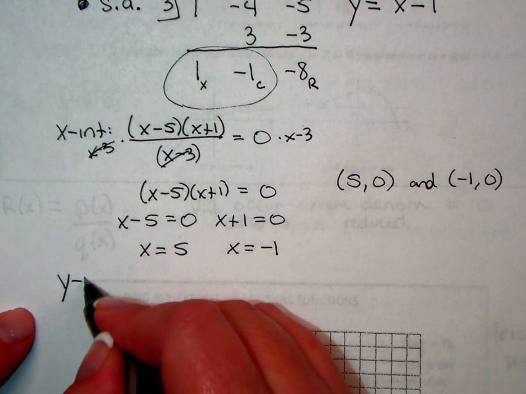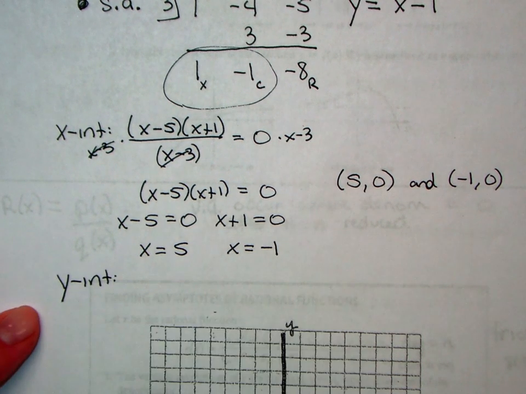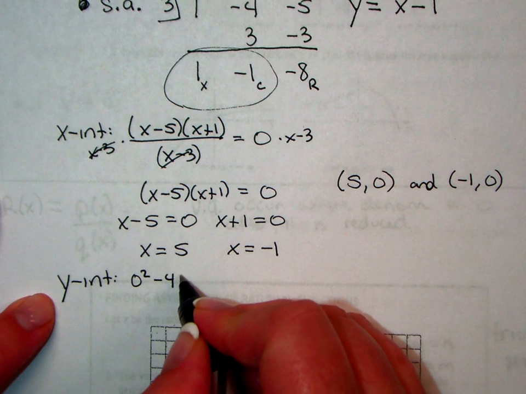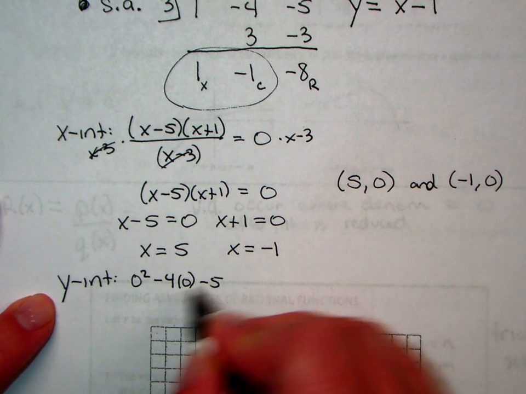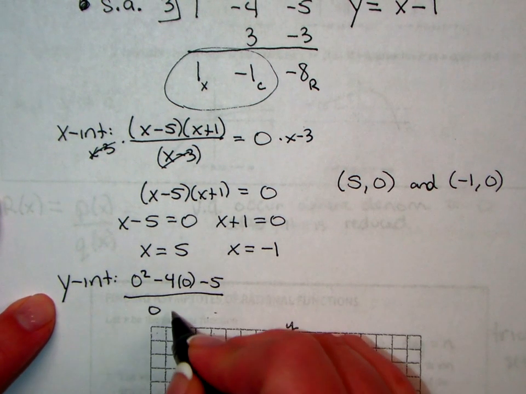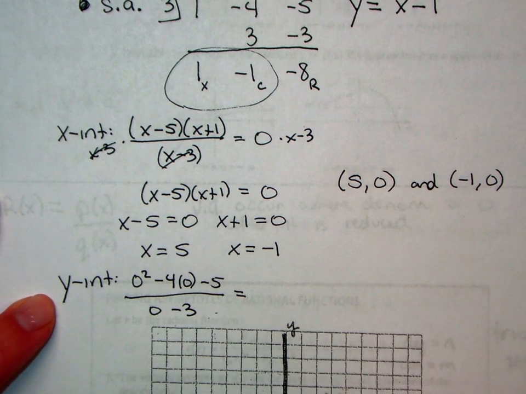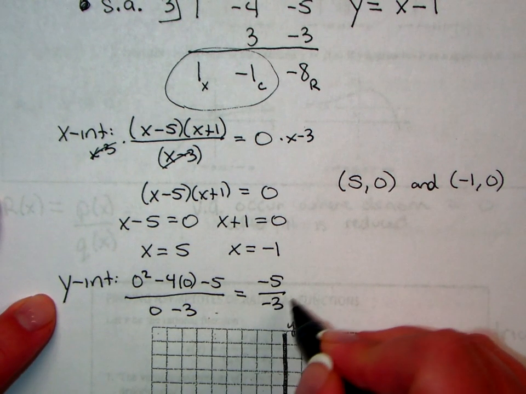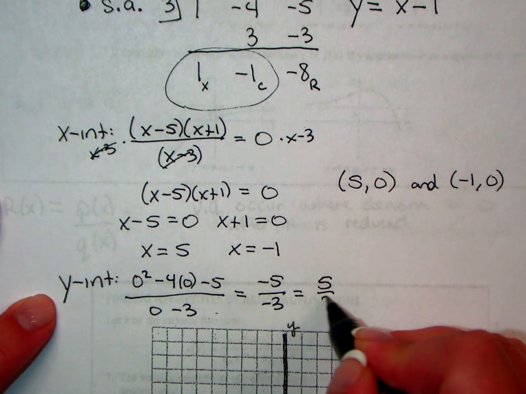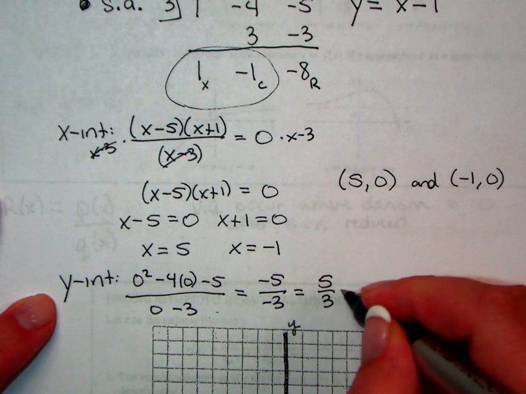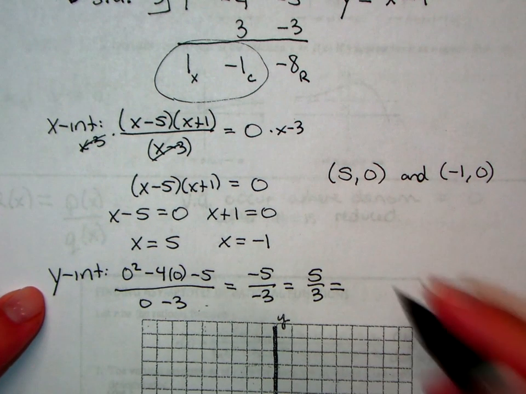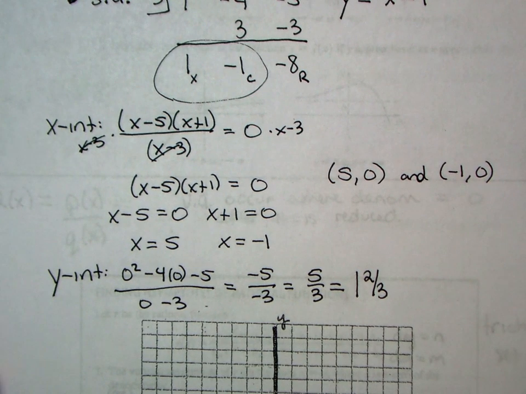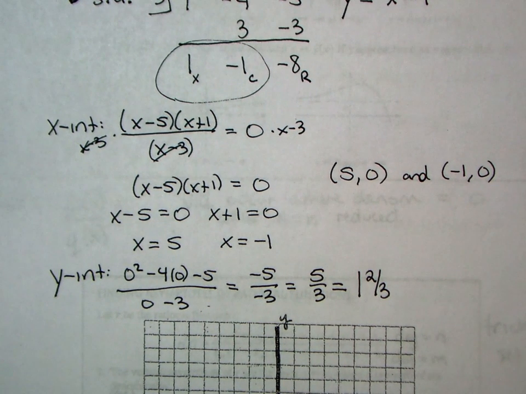Y-intercepts. Set x equal to 0. So 0 squared minus 4 times 0 minus 5 over 0 minus 3. The only thing left here is negative 5 over negative 3, which is 5/3. So to help, I'm just going to write that as a mixed number. Okay, 3 goes into 5 once with a remainder of 2, right? So this is 1 2/3, just to help me graph this.